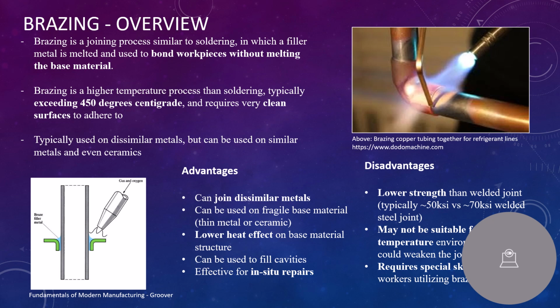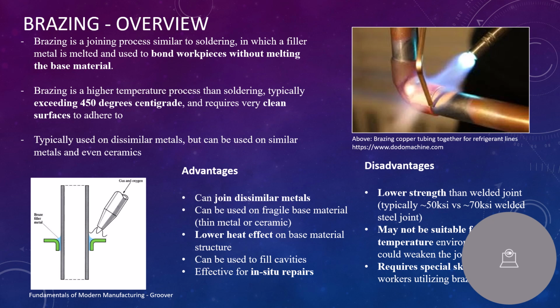Brazing is a joining process, similar to soldering, in which a filler metal is melted and used to bond workpieces without melting the base material. Brazing is a higher temperature process than soldering, typically exceeding 450 degrees centigrade, and requires very clean surfaces to adhere to. It's typically used on dissimilar metals, but can also be used on similar metals or even non-metallic materials like ceramics and stones.